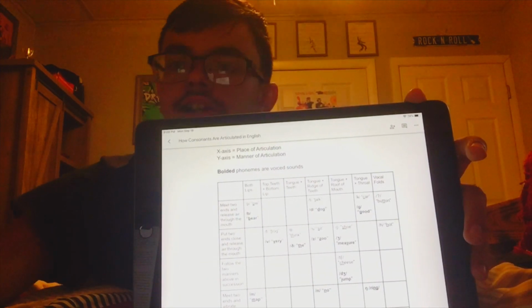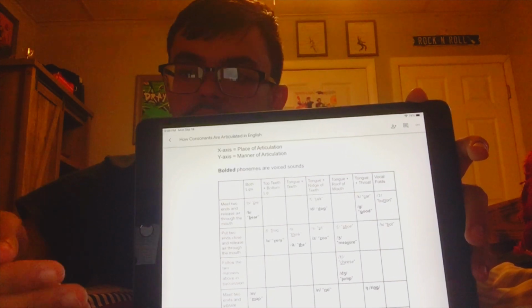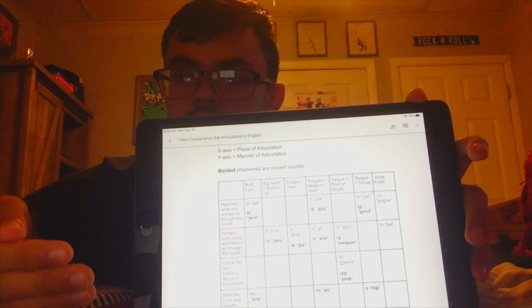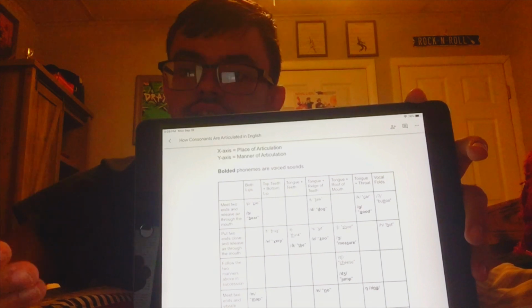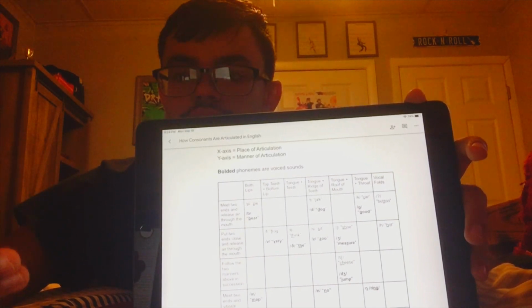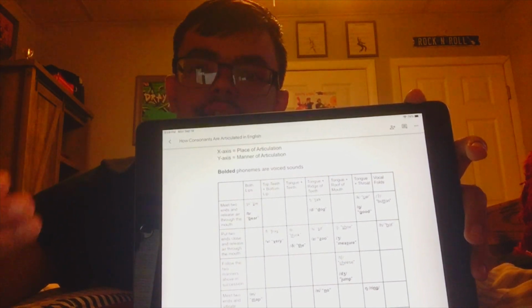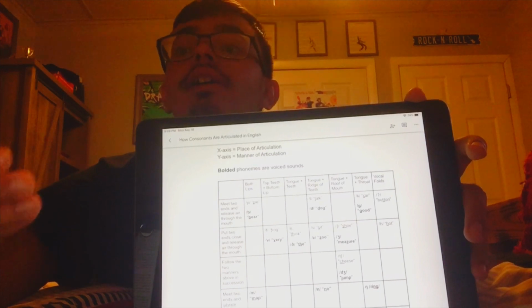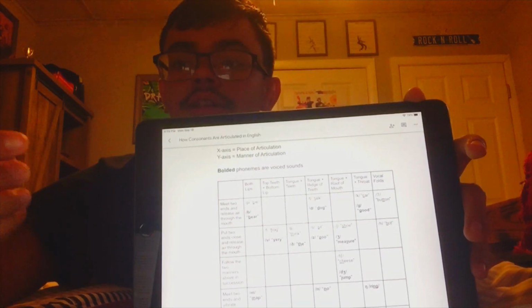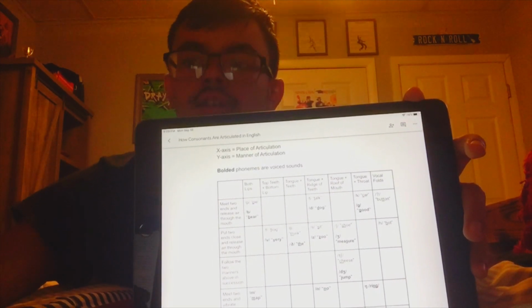If you take a look here, you'll see that we have a table. The x-axis shows what two ends you use to produce the sound, while the y-axis shows how much the sound is constricted and how it's released. If a sound is written in bold, that shows it's a voiced sound.